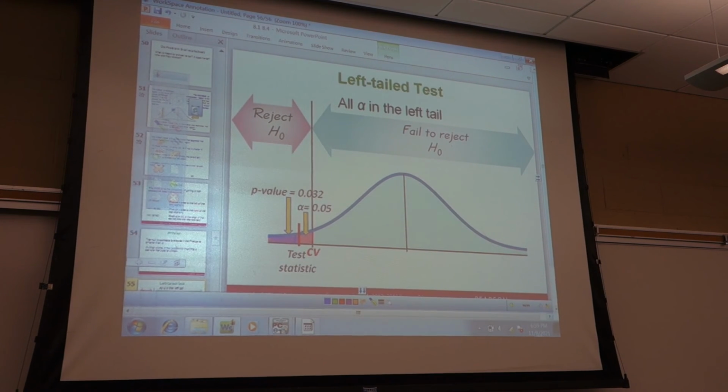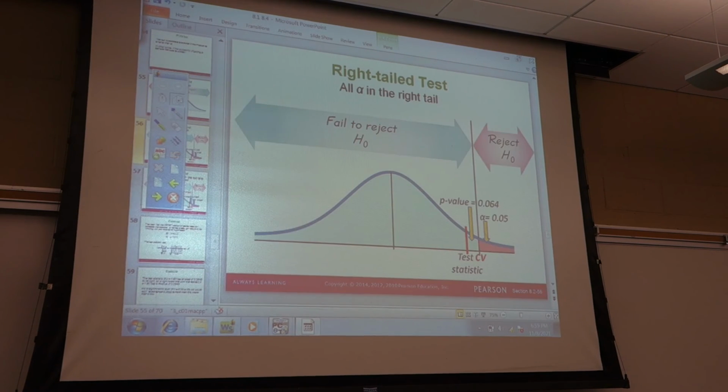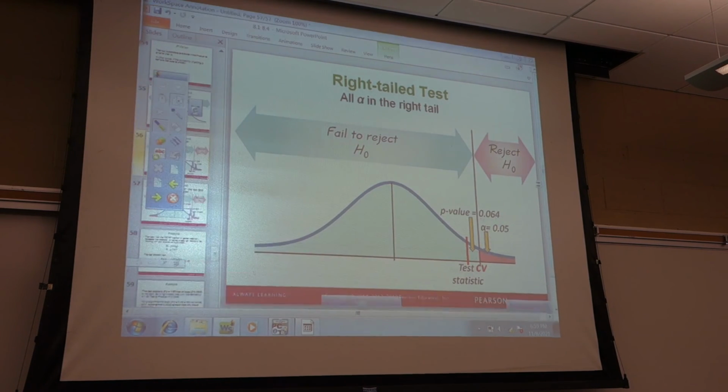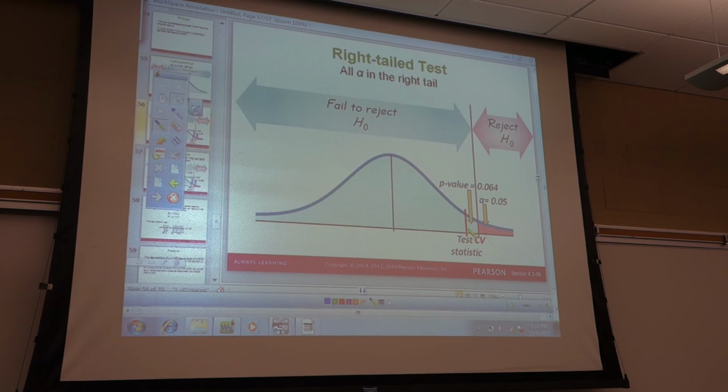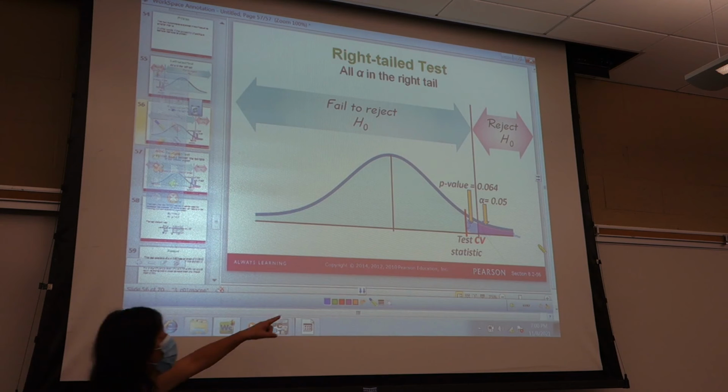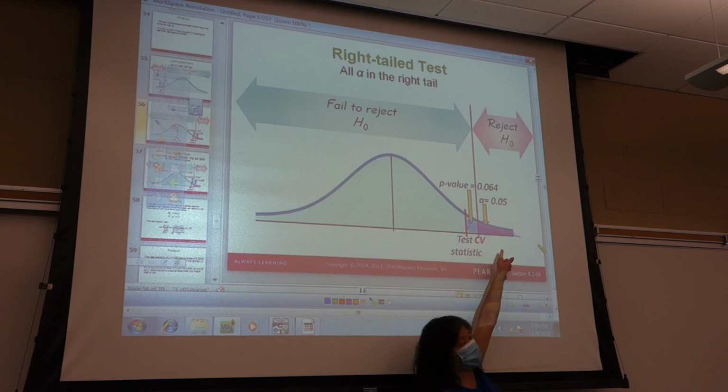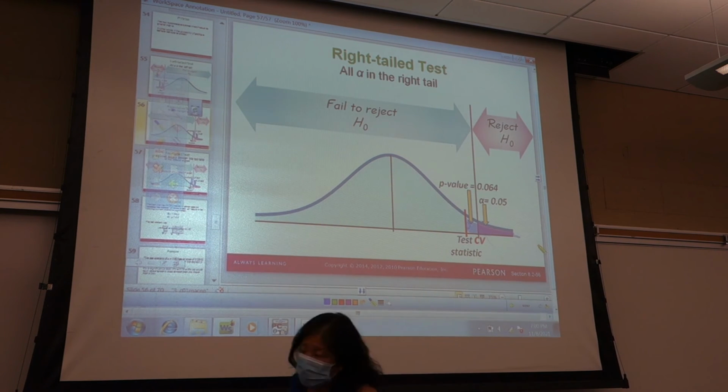Likewise, here's another example on the right-tailed side. Here's my test statistic right here in the do not reject region. If I look at the area in its tail, my p-value, you'll see my p-value is 0.064, more than alpha. Alpha is 5%. So totally not unusual. Do not reject H naught.